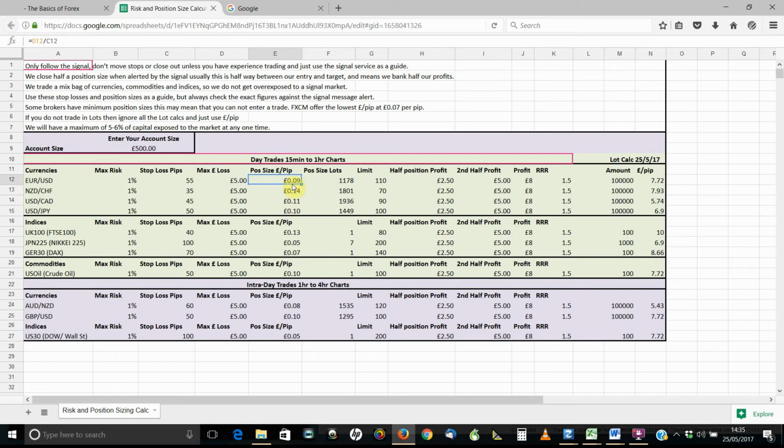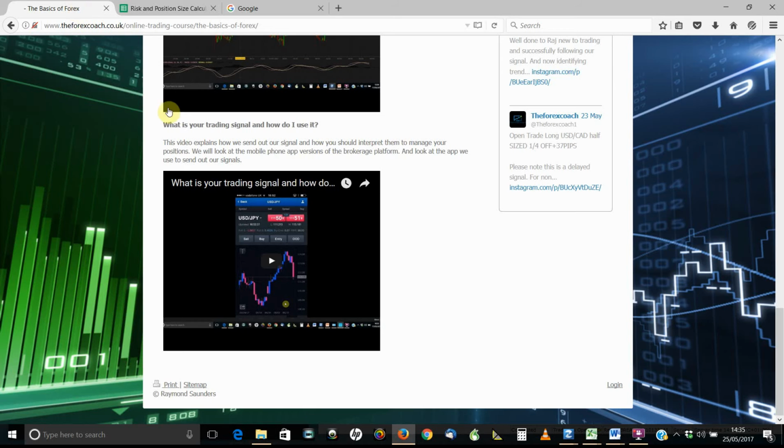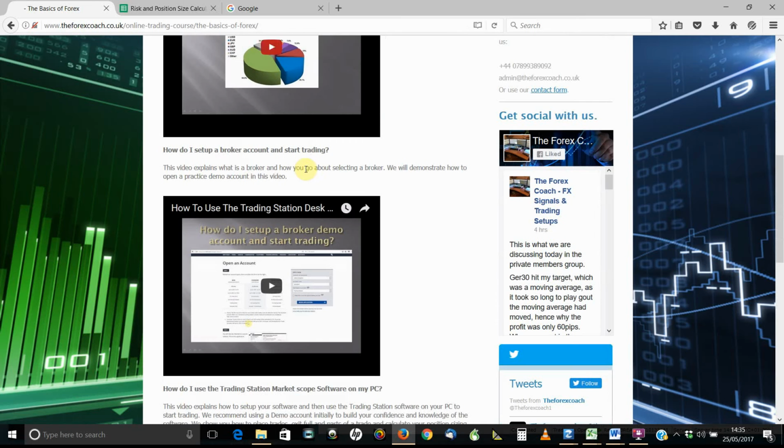So the other problem you might have at 9p a pip, but it isn't really a major problem, is that you won't be able to close half the position. So FXCM allow you to trade down to 7p a pip, and if you're not sure how to open up an account, again we've got a video here.